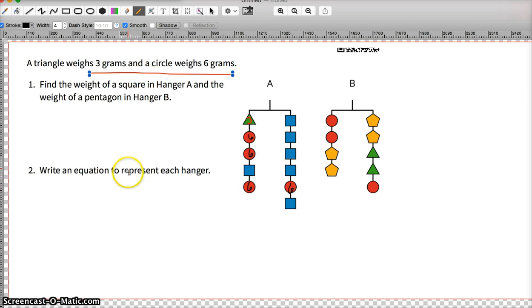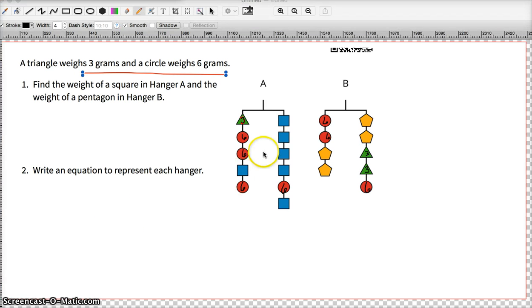I'm going to pause the video here while I keep doing that, and then I'd like you to do the same. Fill in all of the triangles with 3's and all of the circles with 6's. All right, so let's take a look. In hanger A, we have values for everything except the squares, which is great. That's really what we want. So let's see what we can take away from both sides to help us solve this problem.